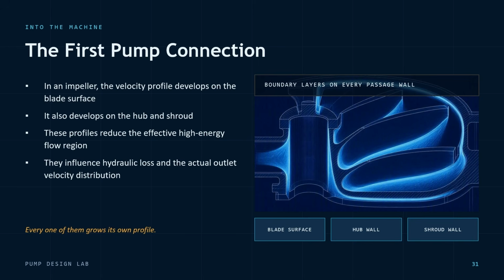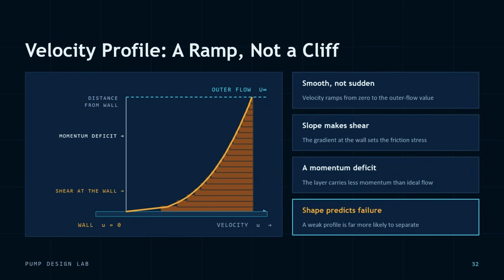Velocity profile is a ramp, not a cliff. Before continuing, let's summarize what the profile has taught us. The boundary layer is a smooth velocity ramp from 0 at the wall to the outer flow velocity. Its steepness creates wall shear stress. Its slow region represents a momentum deficit, and its shape tells us whether the near wall flow is healthy or approaching separation.